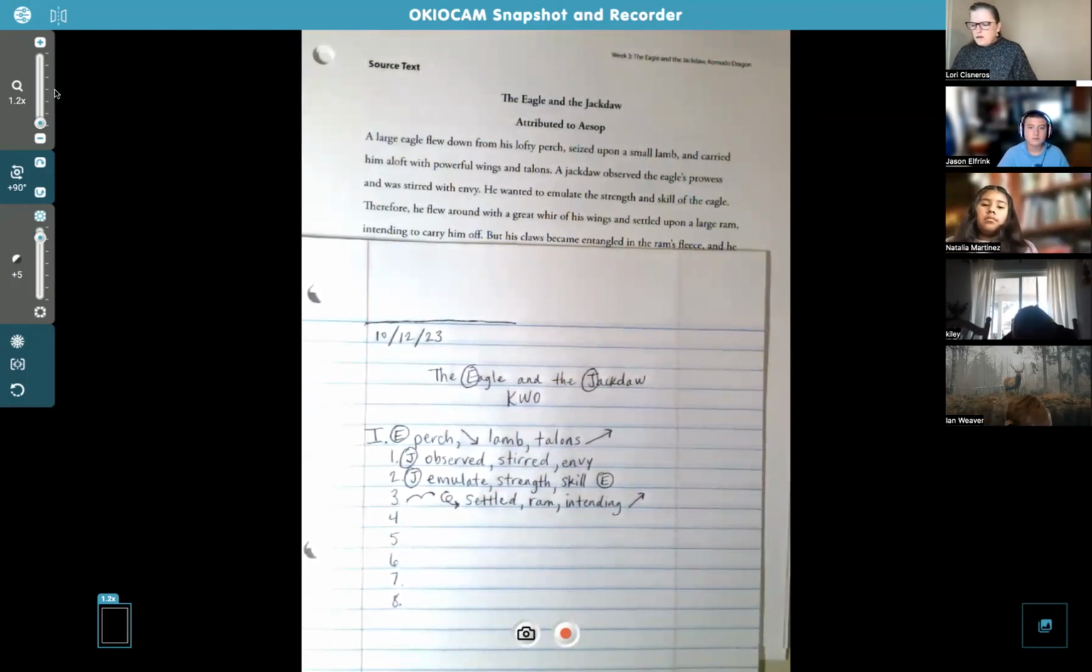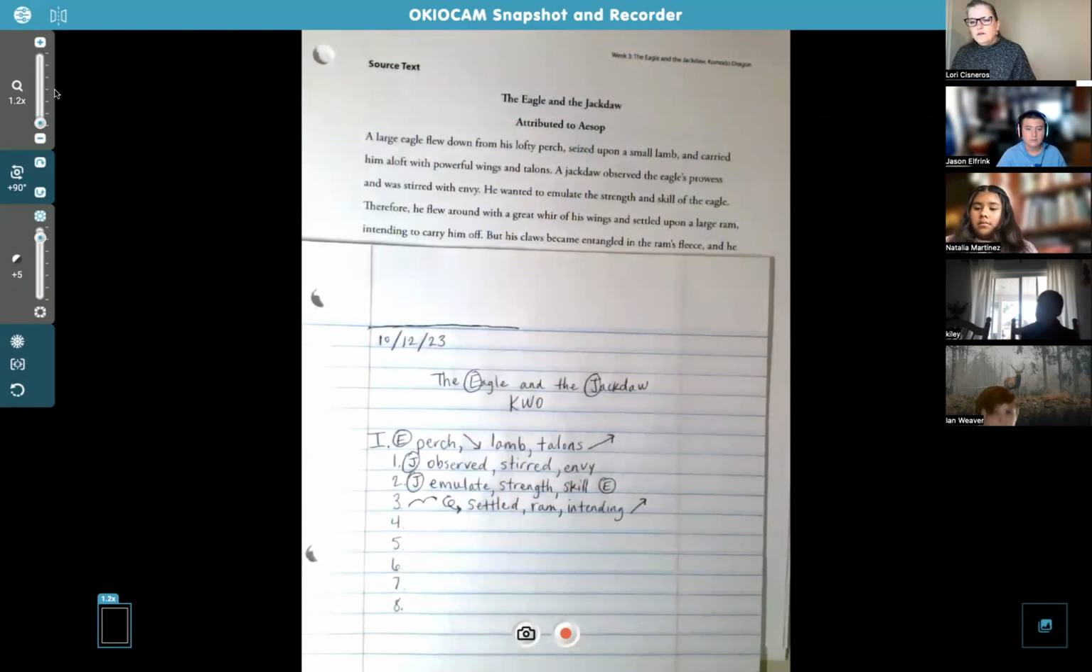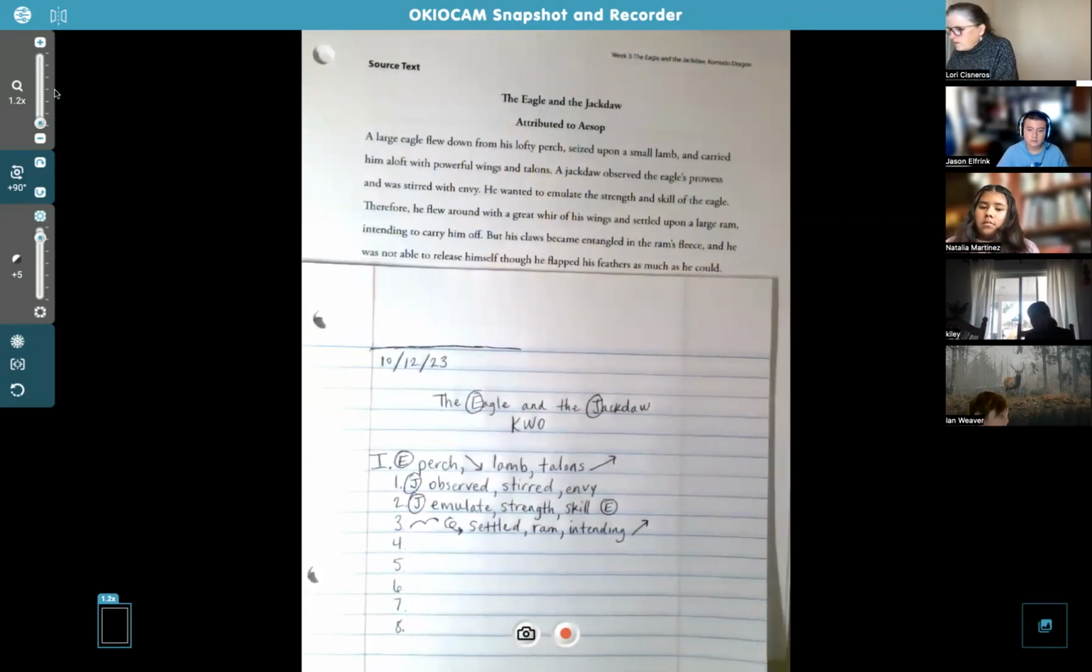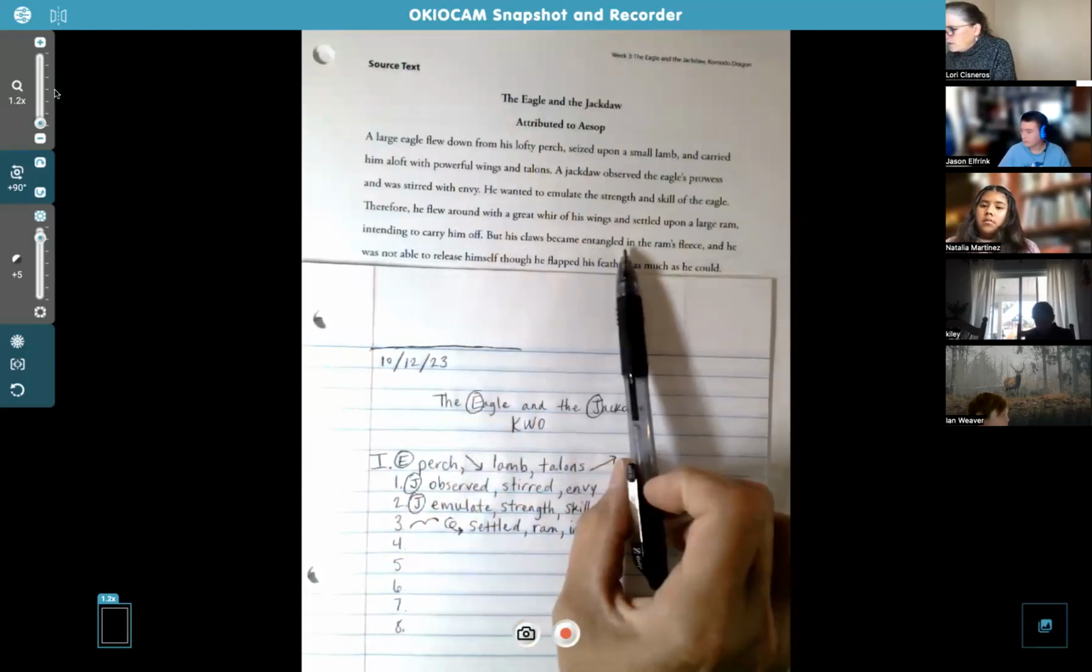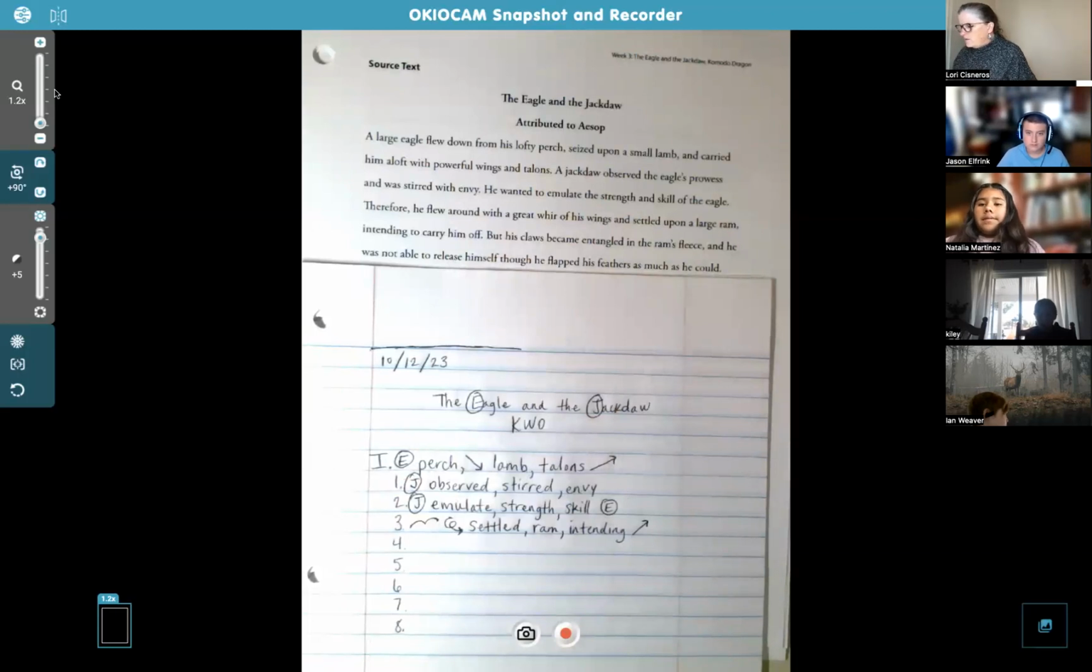Okay, Ian, when you're ready, are you writing this down, Ian? You have all this down on your page? Okay, good. The next one is: but his claws became entangled in the ram's fleece and he was not able to release himself, though he flapped his feathers as much as he could. A lot of information there. See how we can put that on the outline.